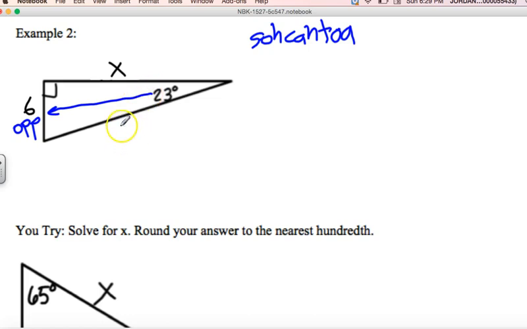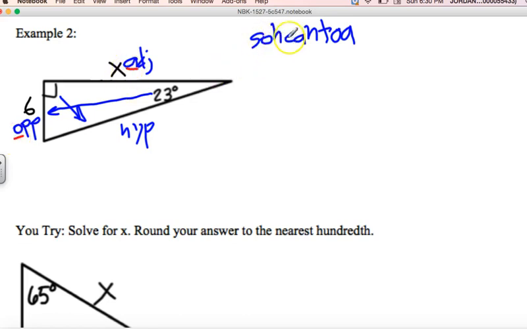Alright, well, this is my hypotenuse because it's across from 90. So then if that's opposite and that's hypotenuse, the only other one that's left is adjacent. Okay, so we want to find the adjacent side, and we know the opposite. So which trig function uses the letters O and A?